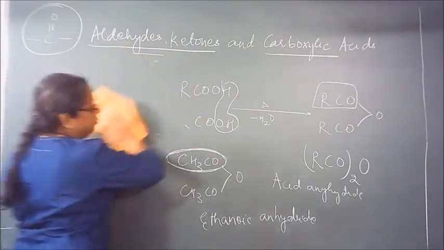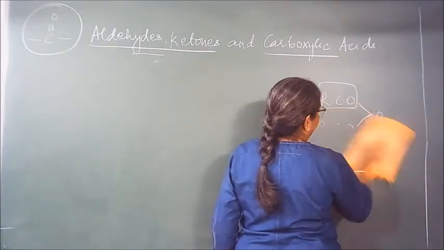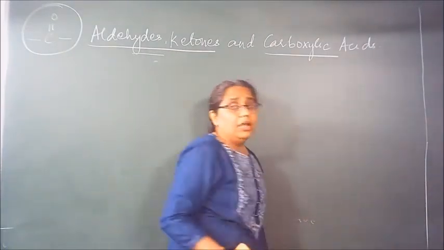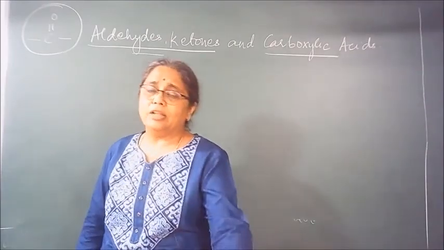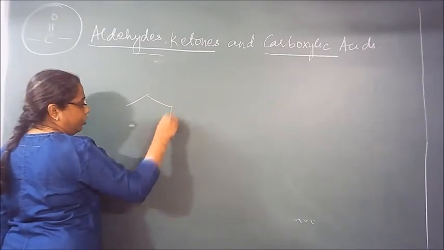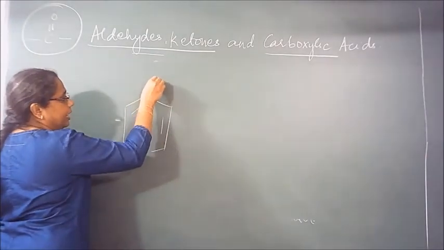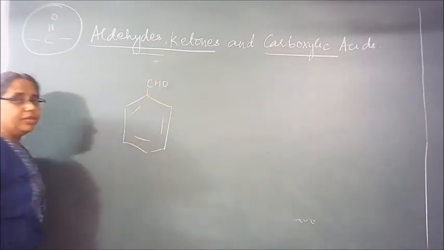So let us talk about vanillin. Vanillin basically is an aromatic aldehyde. You know, vanilla essence or vanilla basically smells and has a very good fragrance. So this has to be an aromatic compound. So it is an aromatic aldehyde. If I write like this, it basically means what?